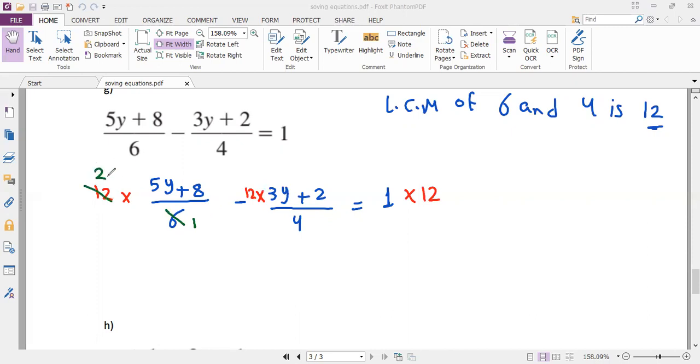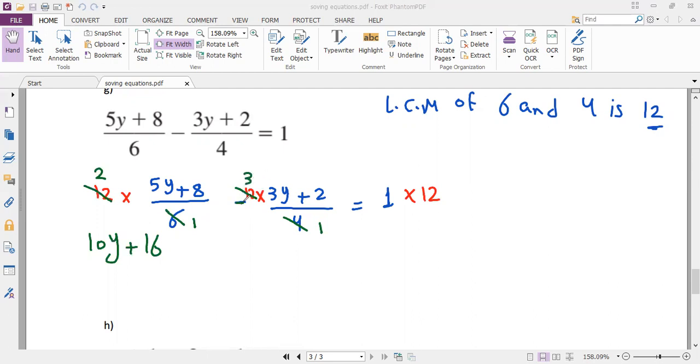Okay? And 2 is multiplied by 5y plus 8, so we can multiply. 2 times 5y is 10y, and 2 times 8 is 16. Minus. I have 12 multiplied by 3y plus 2, all of them divided by 4. So just cancel 12 and 4, because 12 is divisible by 4. 4 divided by 4 is 1, and 12 divided by 4 is 3. So I have minus 3.